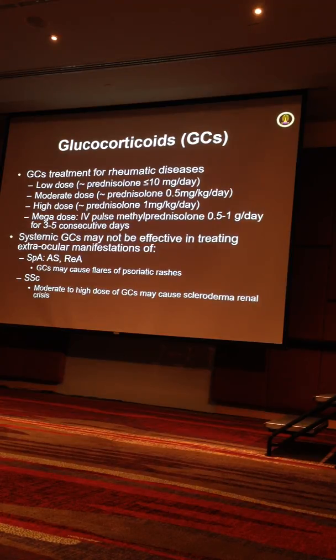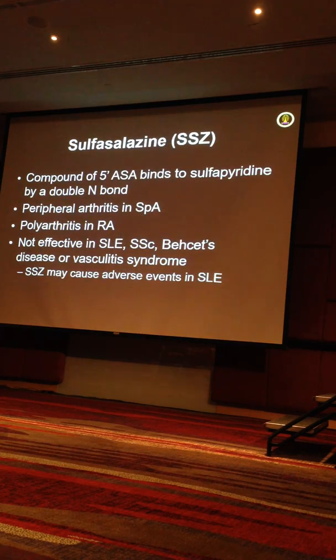Systemic glucocorticoids won't work in every rheumatic disease, especially those with spondyloarthritis. It won't work in ankylosing spondylitis or reactive arthritis. It may work in psoriatic arthritis, but it can cause flares of the psoriatic plaques. And in systemic sclerosis, it may cause a major side effect, the scleroderma renal crisis, which can be life-threatening. So you have to be careful when you use systemic glucocorticoid in certain rheumatic diseases.